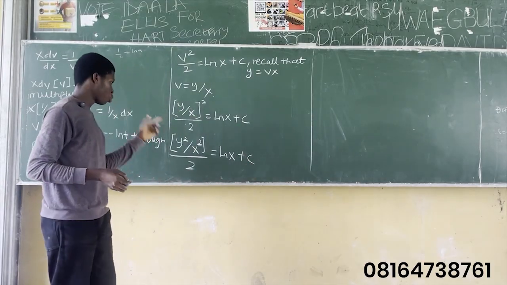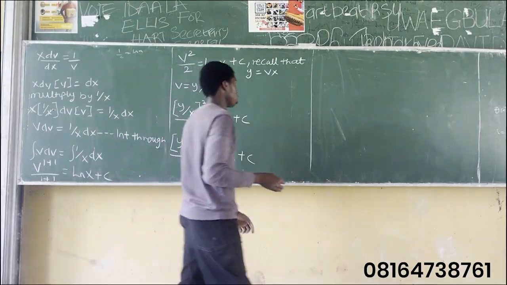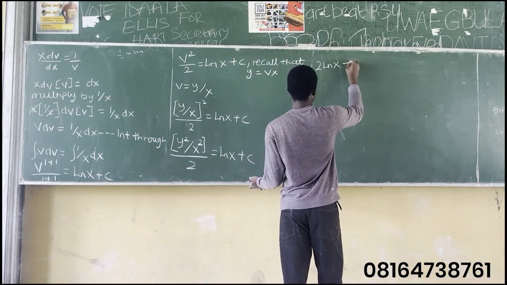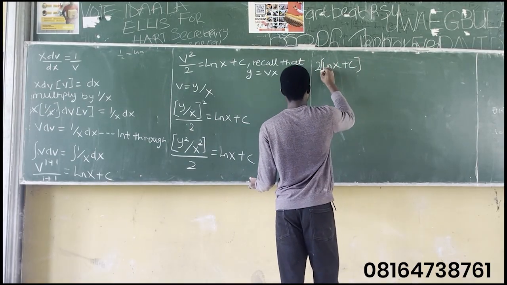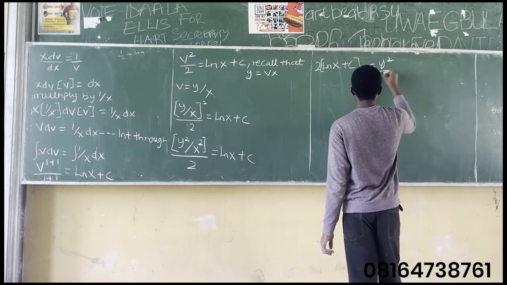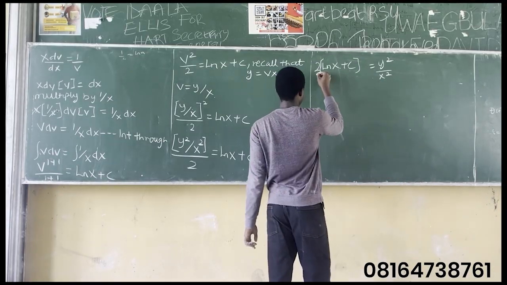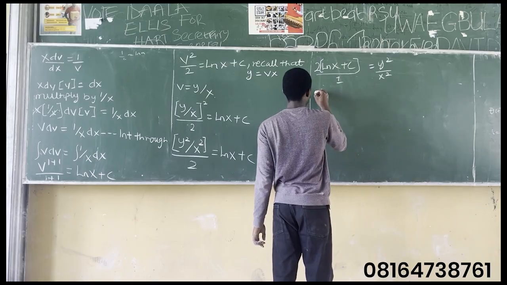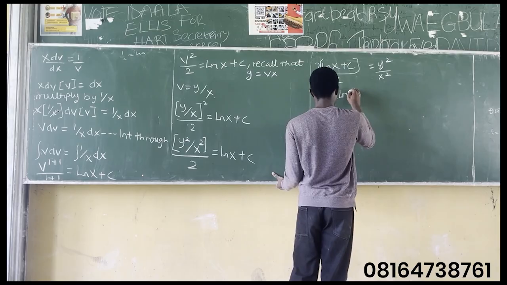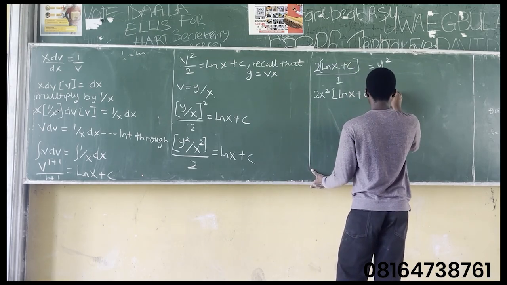Now we are going to be cross multiplying this. We want y to be the subject of the formula. This will be 2 (ln x plus c), all in brackets. My bad, this is y squared all over x squared. If we cross multiply once again, it's going to be 2 multiplied by x squared (ln x plus c) is equal to y squared.